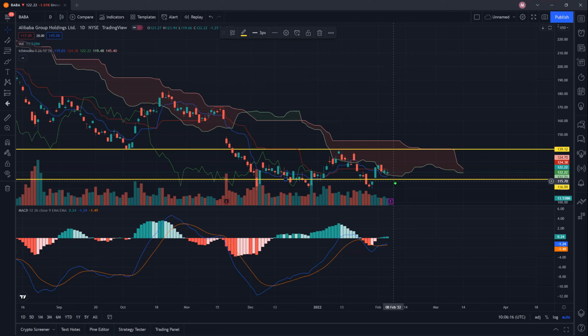If we still manage to close above that 117 level, then I would say that we can still continue going uptrend and the 139 target is still intact. So let's take a look at the weekly charts.